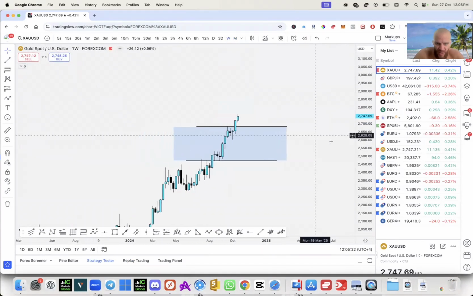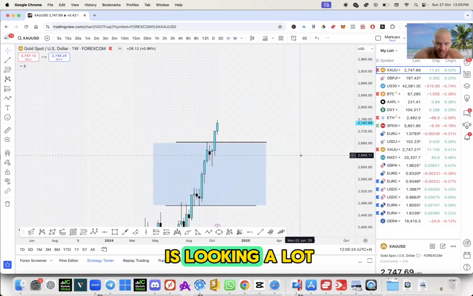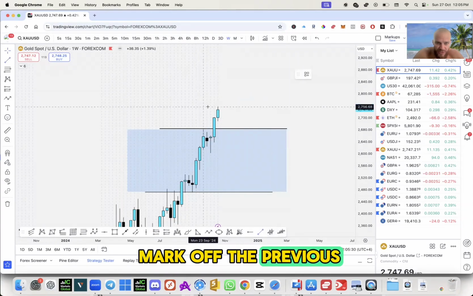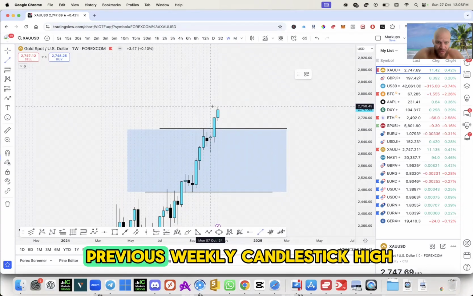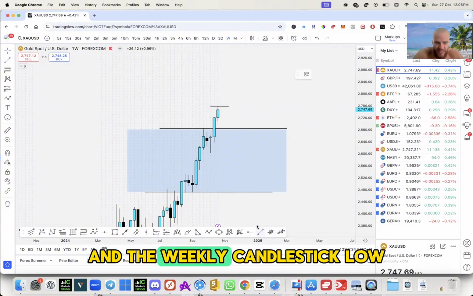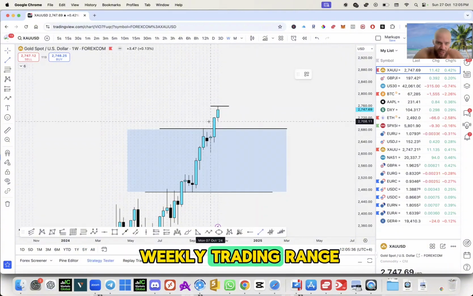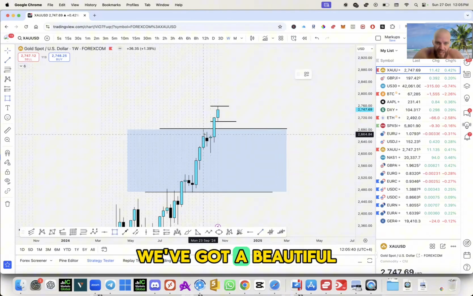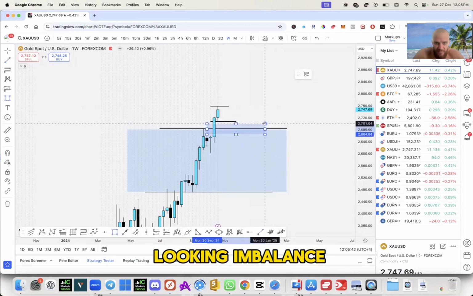So weekly time frame, this is looking a lot nicer now. So what we need to do, guys, is mark off the previous, but current week, but tomorrow will be the previous weekly candlestick high and the weekly candlestick low to give us our weekly trading range going into next week. But what can we see down here? We've got a beautiful looking imbalance.